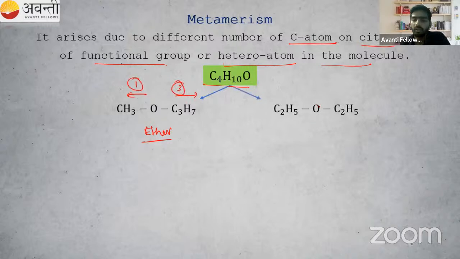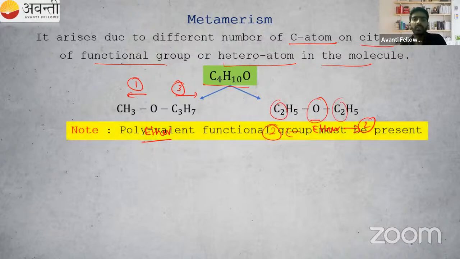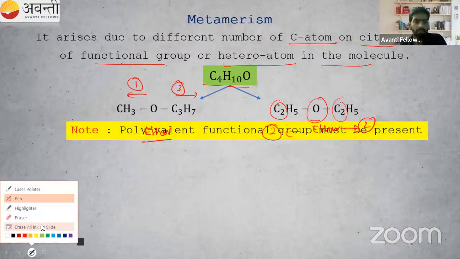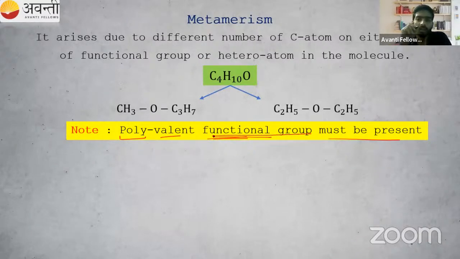Another, if you will see here, your ether group is going to be same, and this side you are having 2 carbon, and this side also 2 carbon. So this is called what? Whenever there is a polyvalent functional group present. Polyvalent functional group का meaning क्या हो जाता है? It should have more than one valency, like it can form a bond with more than one. So here you can see oxygen can form 2 bonds. Here also oxygen can form 2 bonds.